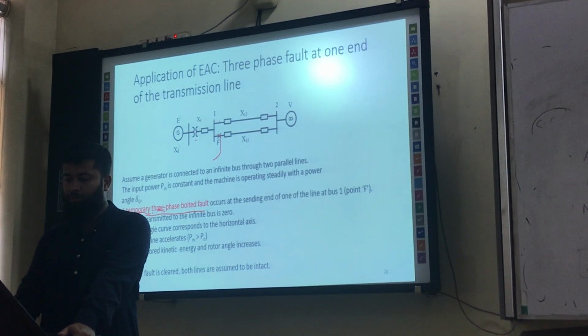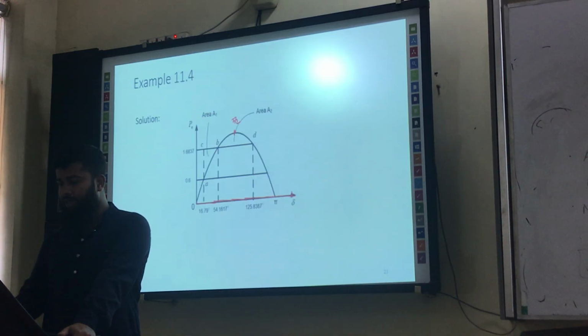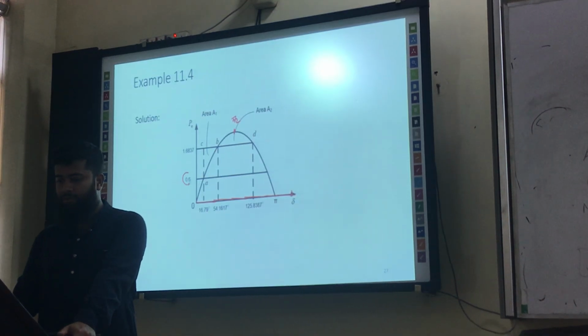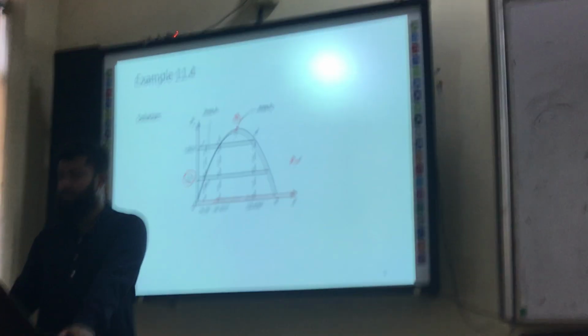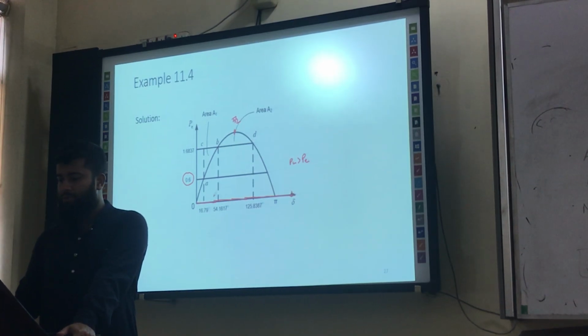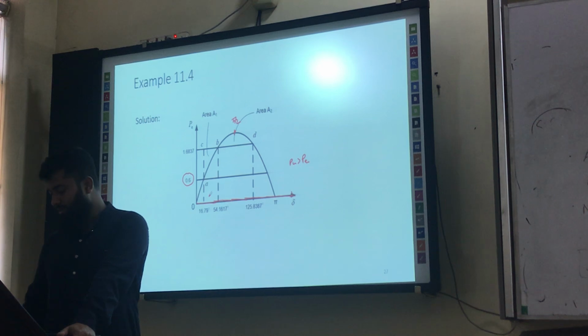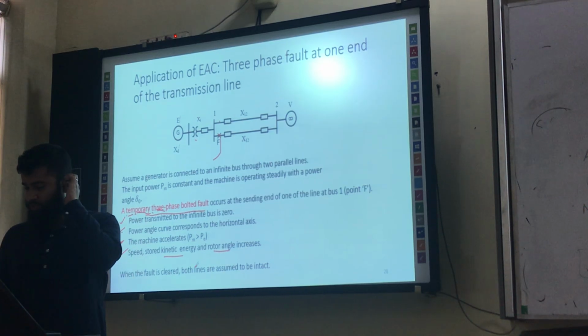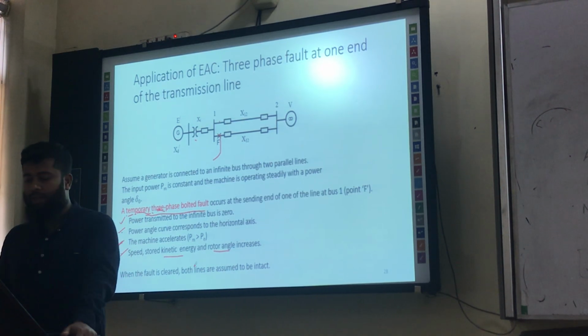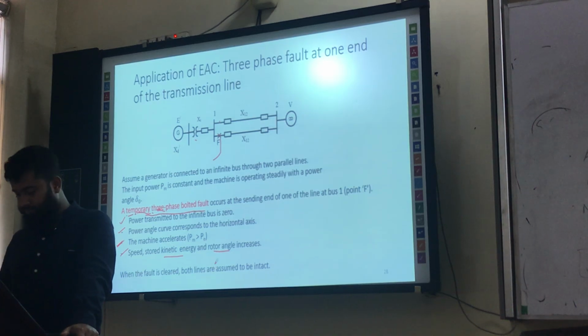Then the third point, if P is zero, that means we have a non-zero Pm still there, right? That's the constant. So Pm will be higher than P, right? So we will see some acceleration in the rotor. That means the machine accelerates. And due to that, the speed, kinetic energy, and the rotor angle, all of these will increase. And our assumption is that when the fault is clear, both lines are assumed to be intact.